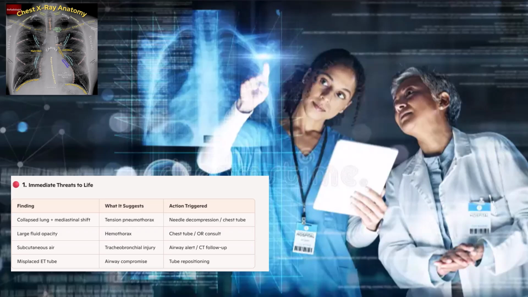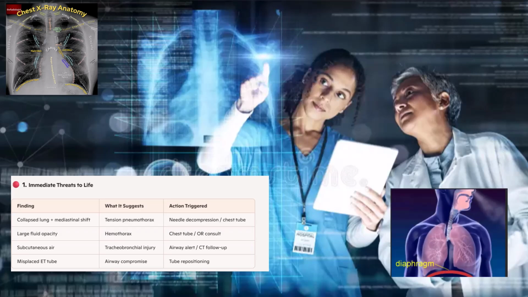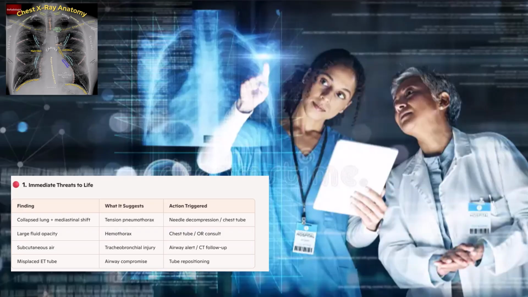Following that, assess structural damage. Spot rib and small sternal fractures, mediastinal widening, and diaphragmatic abnormalities. And finally, consider the clinical context. Correlate your findings with the mechanism of injury and patient symptoms to guide urgent care decisions.